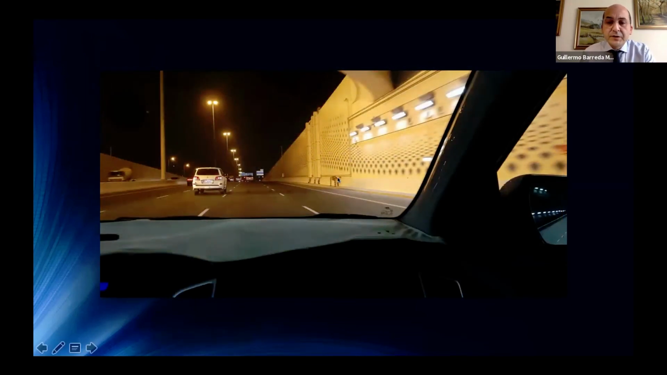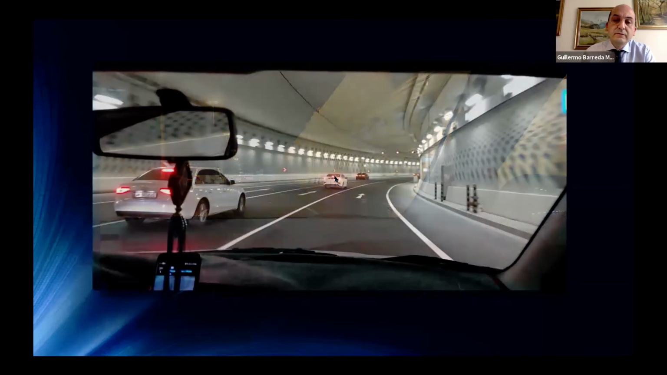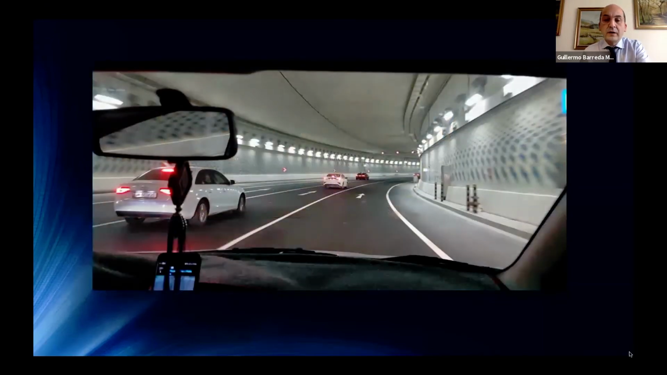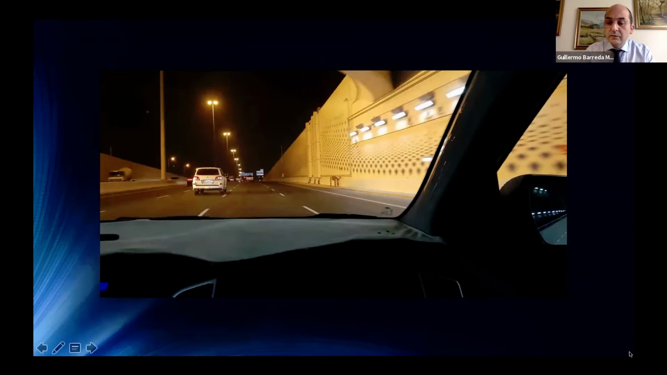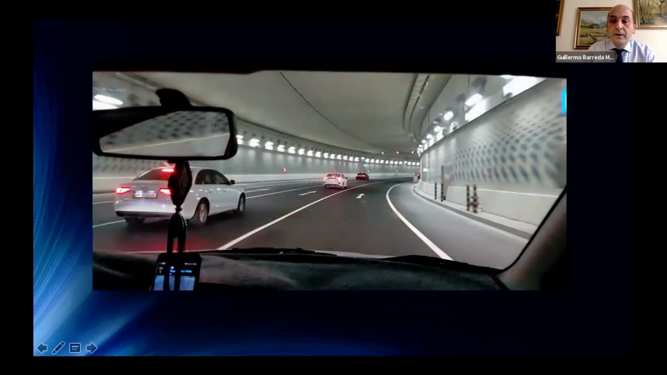Same situation here. Another hydrant protected with bollards, and here tubes for a pumping station. Well, they are not protected in this case. In this case, we can see another tunnel, the same situation.